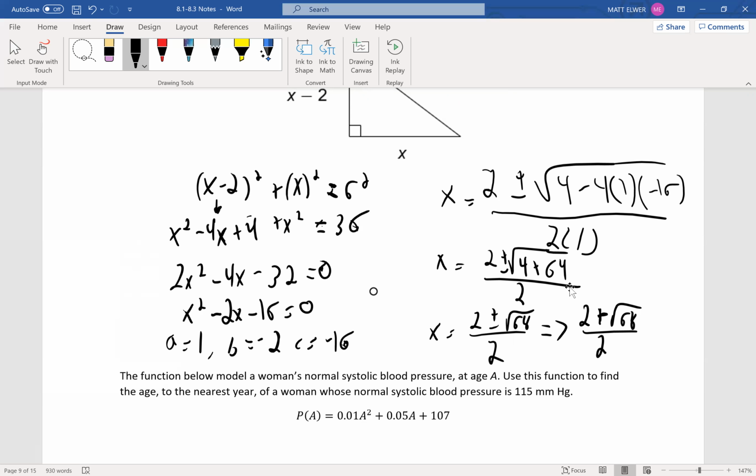And I will just approximate that in my calculator really quick. So take the square root of 68 plus 2, divided by 2. We get x is approximately equal to 5.12, right? So that's what our x is equal to.